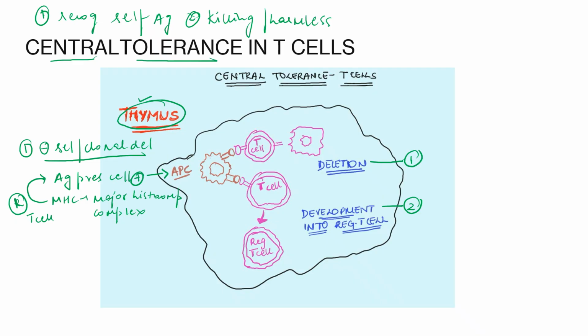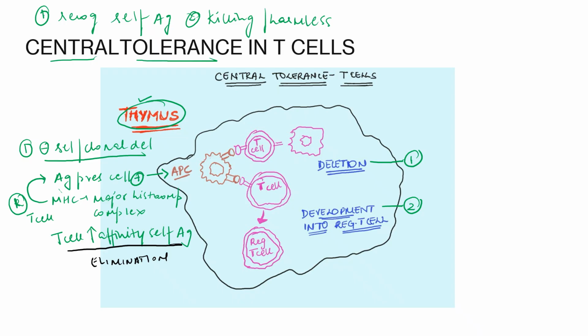Now, what will happen is, after it gets presented by the antigen presenting cell, whichever T cell has increased affinity to become a self antigen, it will get eliminated. So, whichever T cell has increased affinity to become self antigen will undergo elimination. This is the basic concept of negative selection or clonal deletion. So, the T cell which can become a self antigen and which can become harmful, they will get deleted.